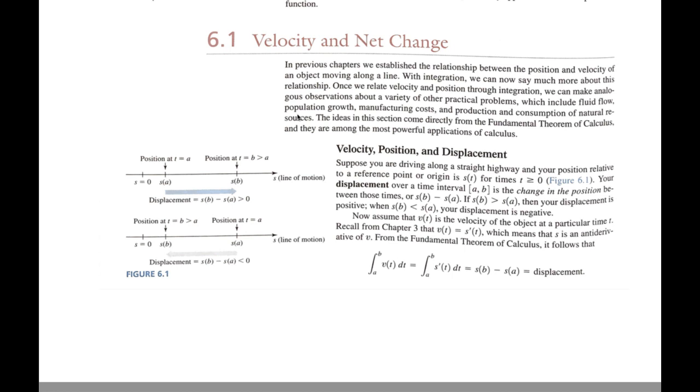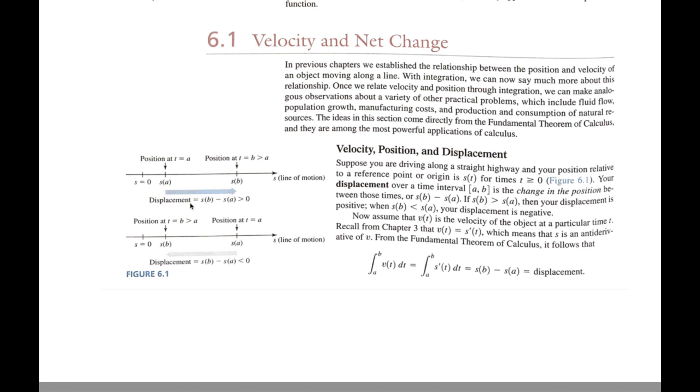Let's suppose that we have an object which moves on a line. The function s of t describes its position at the time t. Position means the location of the object relative to the origin. We already know the derivative s prime of t is the velocity of the object, which may be positive or negative depending on whether the object is moving forward or backward.